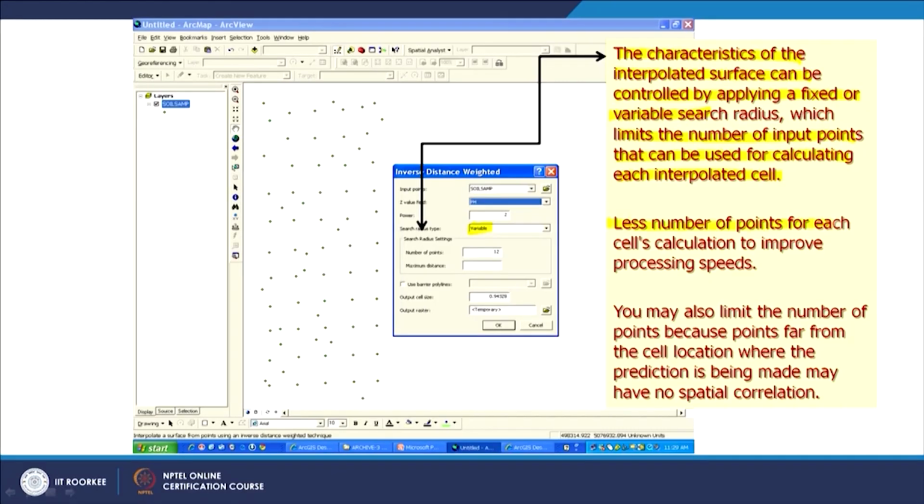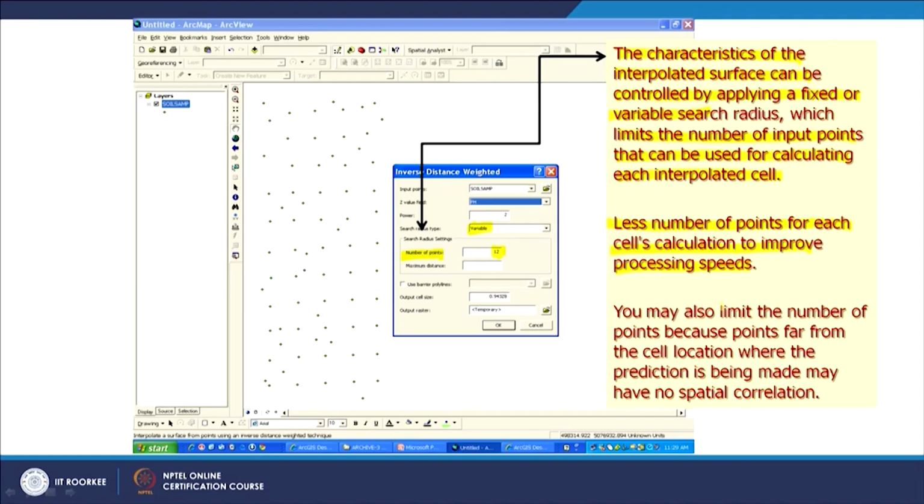So, fewer points for each cell calculation improve processing speed. Of course, if the search involves fewer points, then the processing time would be less. Otherwise, from the software point of view, they have kept the value 12 as the default value.